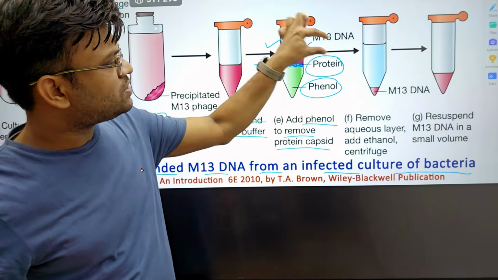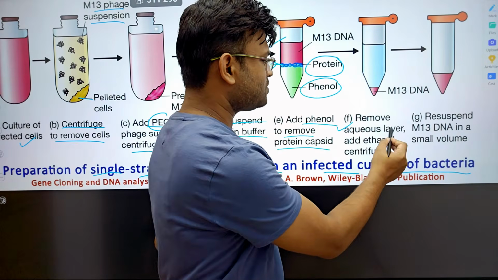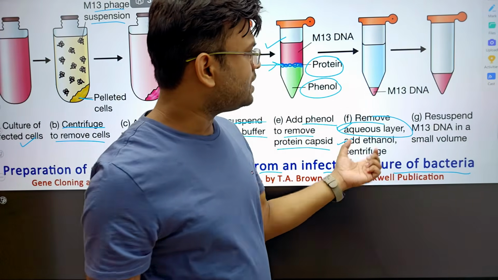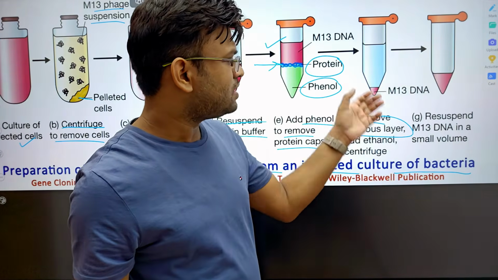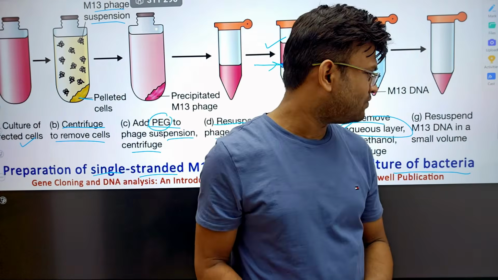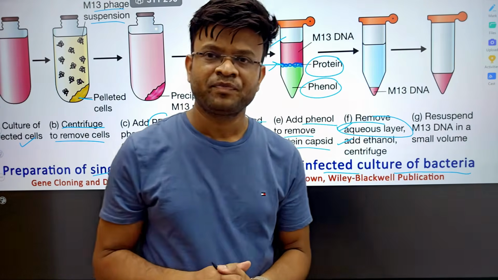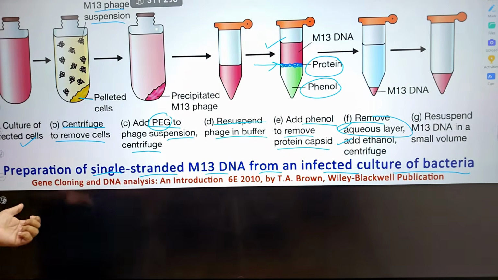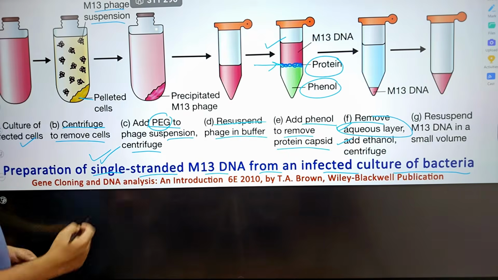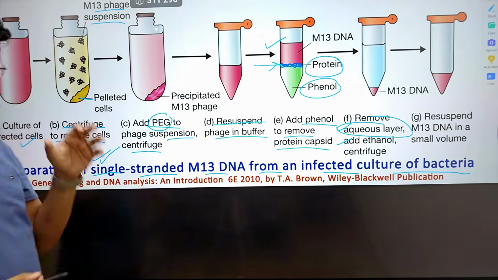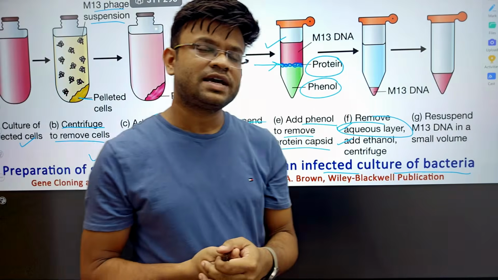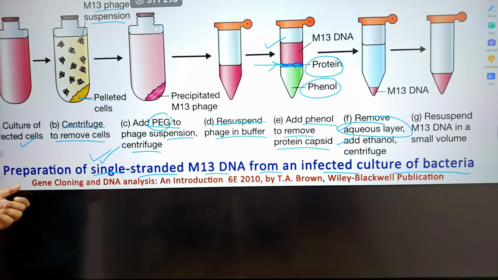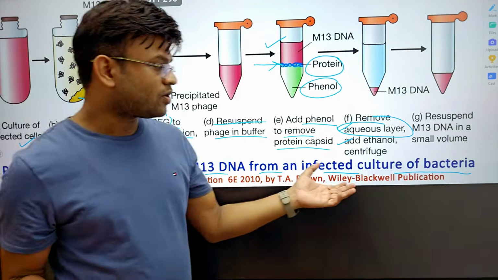Now we take out the M13 DNA, remove the aqueous layer, that means the aqueous layer is basically of chloroform, and ethanol is added. Now when you add ethanol, you get the M13 DNA, and then you can resuspend the M13 DNA in a small amount of buffer. In this way, you can get the M13 DNA. But since this DNA would be in the single stranded form, these were the M13 phages that have not entered inside the bacteria. So therefore, you would be getting the single stranded form of M13 DNA from the infected culture of bacteria.